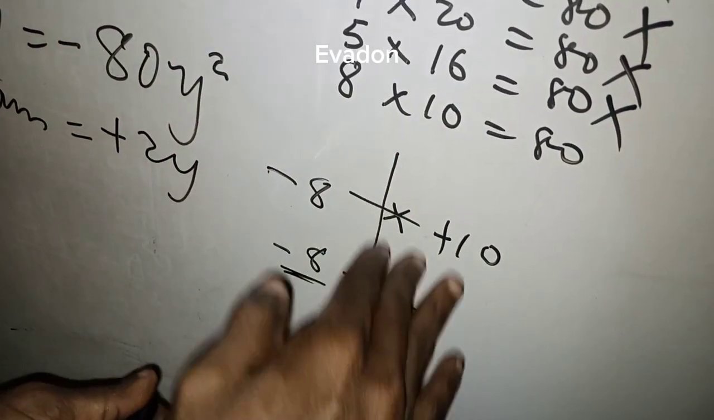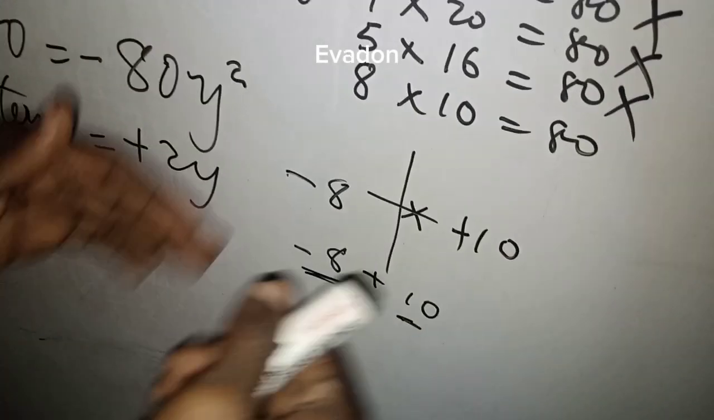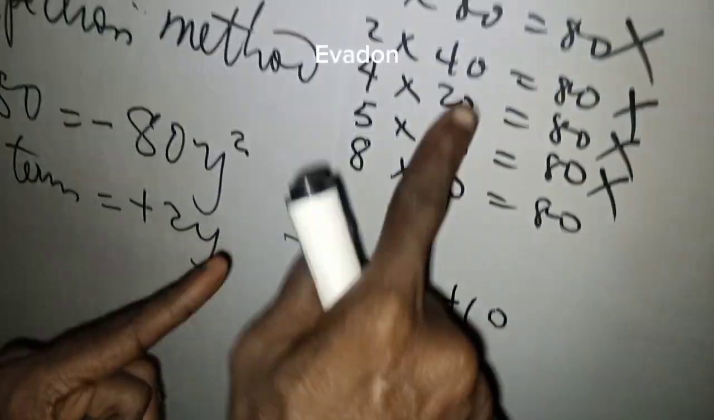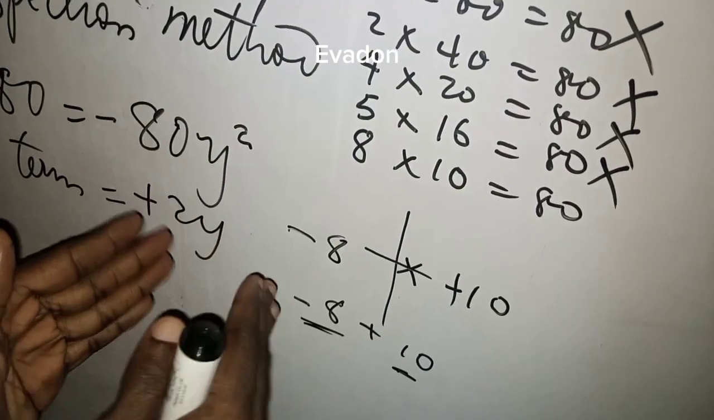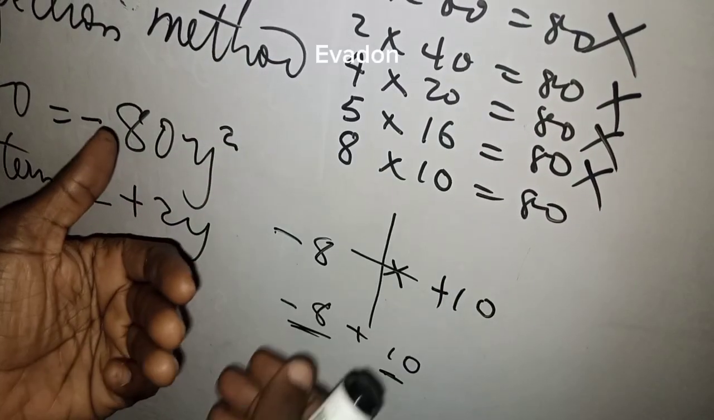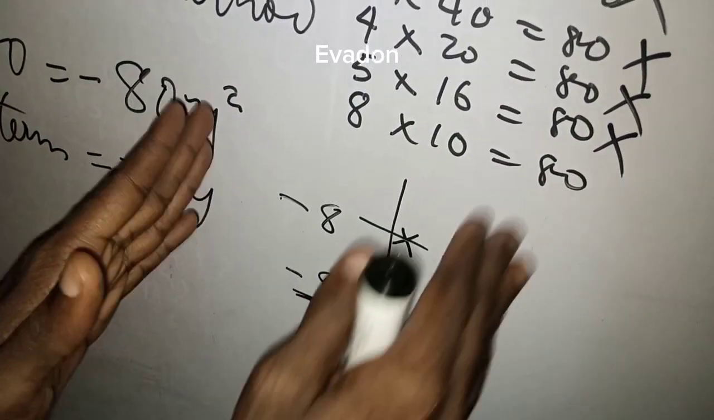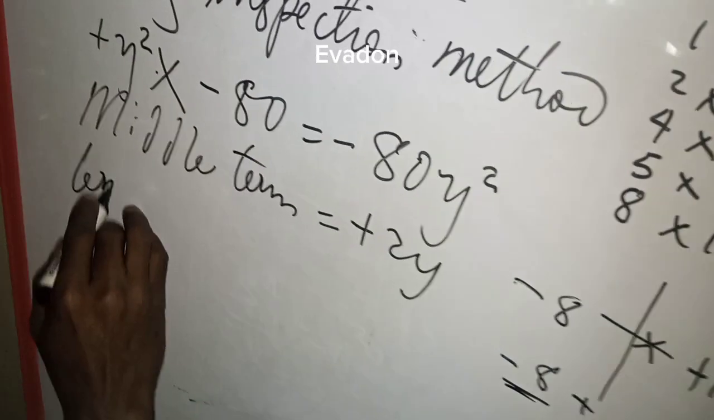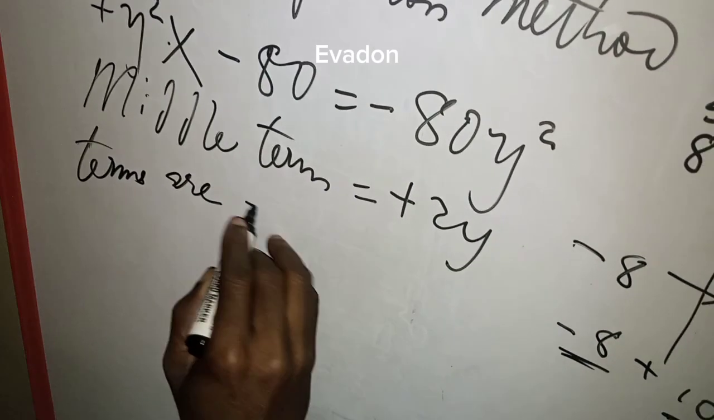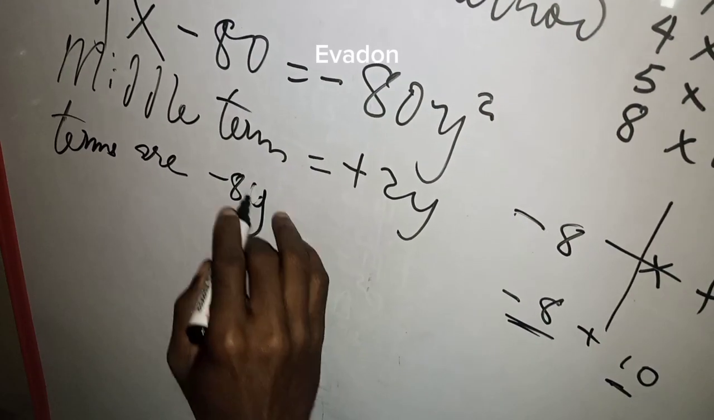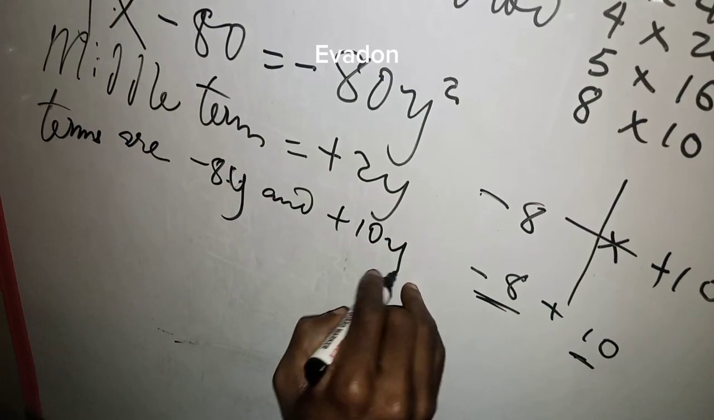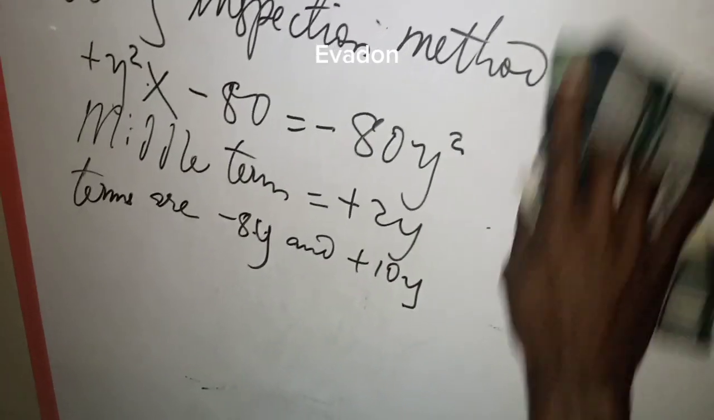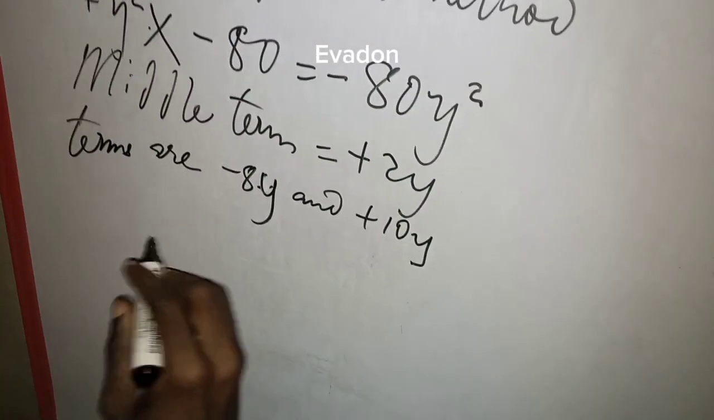So as you can see, we do the trial and error method. That is how we get it. Not that I cannot jump to the answer. I want you students to see how we get it from our rough work, and the possible mistakes you are going to make. This is how it is done. So we have our final terms as minus 8y and plus 10y.